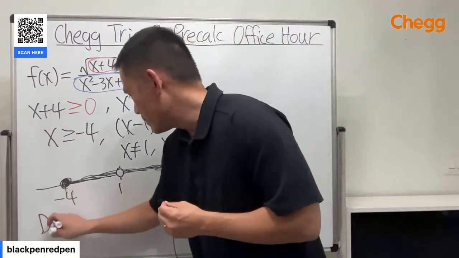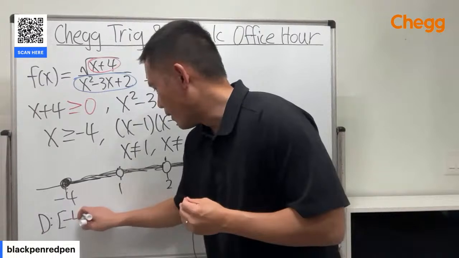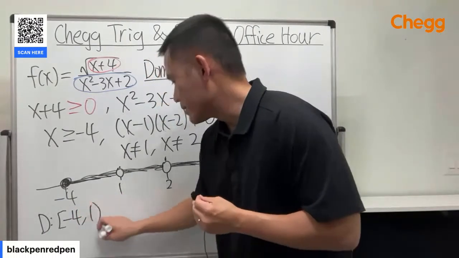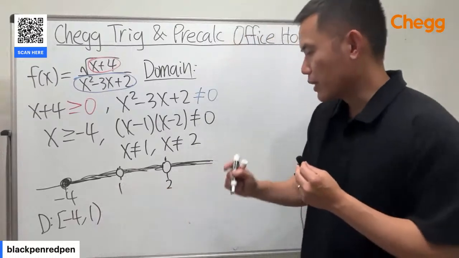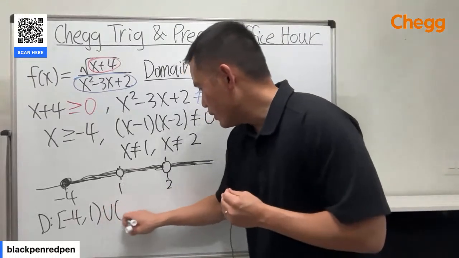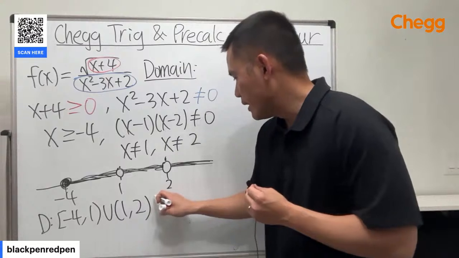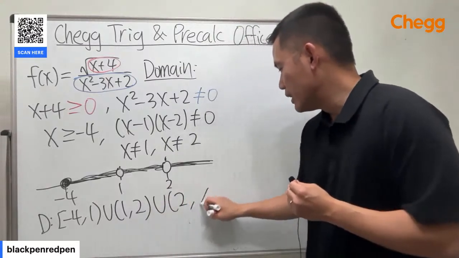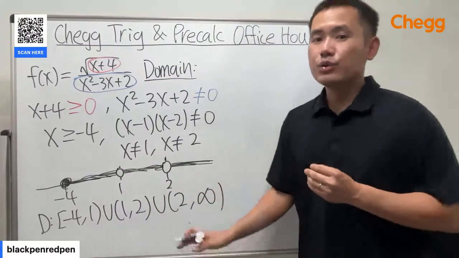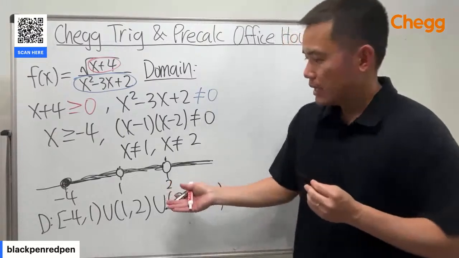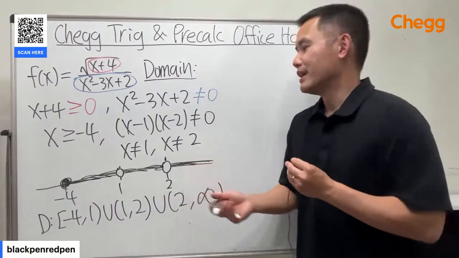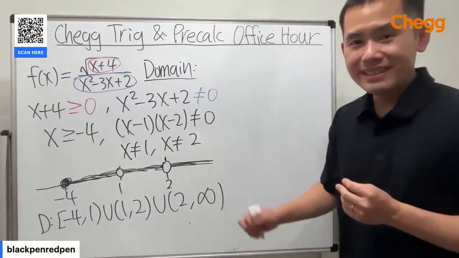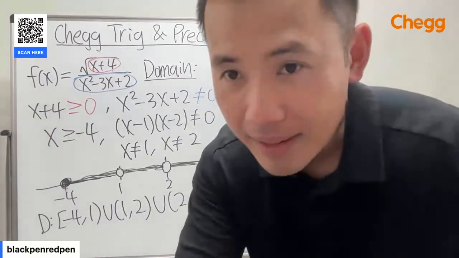I'm going to write it in interval notation. So the domain, -4 to 1. Parentheses for the 1 because we're not including that. Union 1 to 2. And then union 2 to infinity. Usually, the domains will be written in interval notation, so make sure you also get used to that as well, right? So that's that.